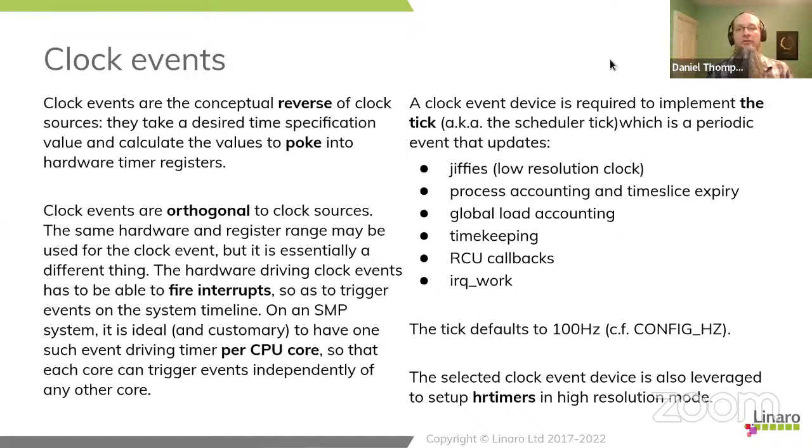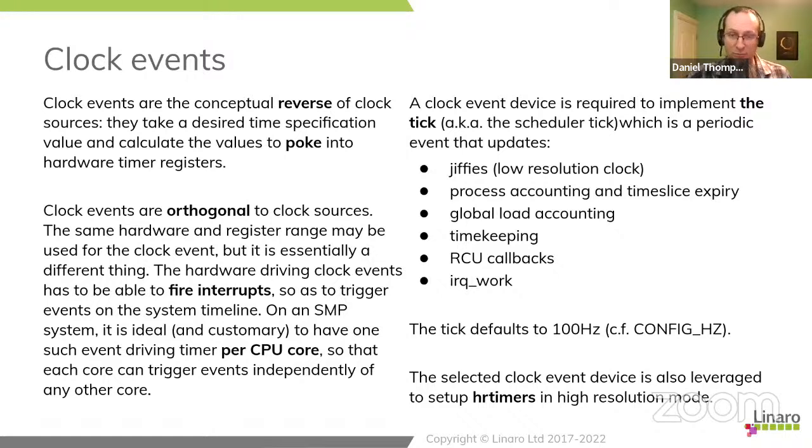The clock event device is also used to create the tick, or the scheduler tick. That's a periodic event that does a whole bunch of housekeeping. If you're familiar with Jiffies, which is a low resolution clock that allows you to keep an approximate track of time within the kernel, that's what the clock event tick does. It increments Jiffies by 1 every time we tick. We call it the scheduler tick because ultimately it's also involved in things like process counting and time slice expiry.